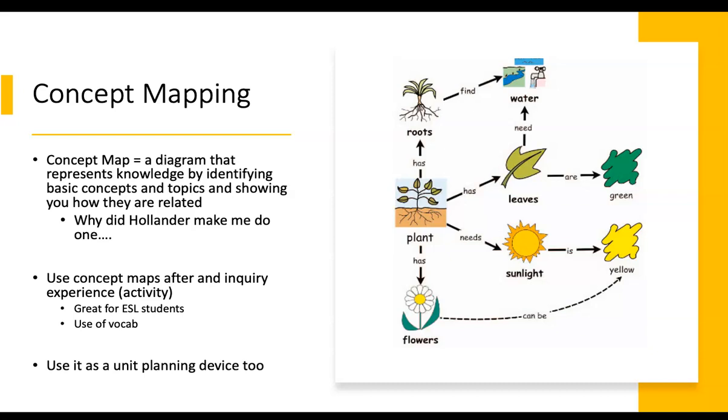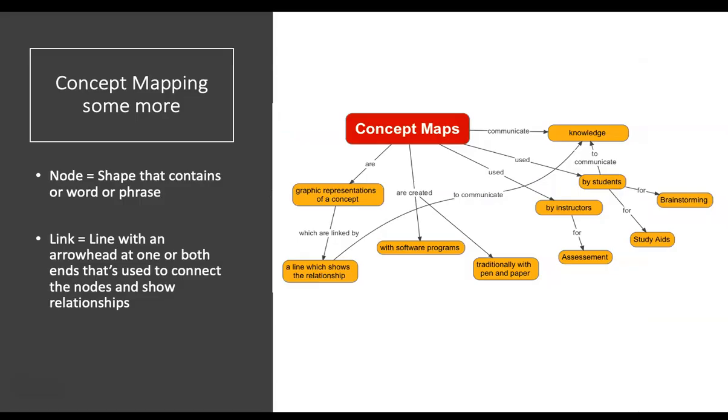And the last one is concept mapping. This is another method that we are going to practice in class next week. Concept maps are a diagram that represents knowledge by identifying basic concepts and topics and showing how they are related. And like I said, we're going to do one in class. These are great for English as second language learners, as well as incorporating vocab into a lesson, because they are very visual and you can have your students use vocabulary to link various concepts. You can also use it as a unit planning device, and I can show you guys how to do that next week as well.